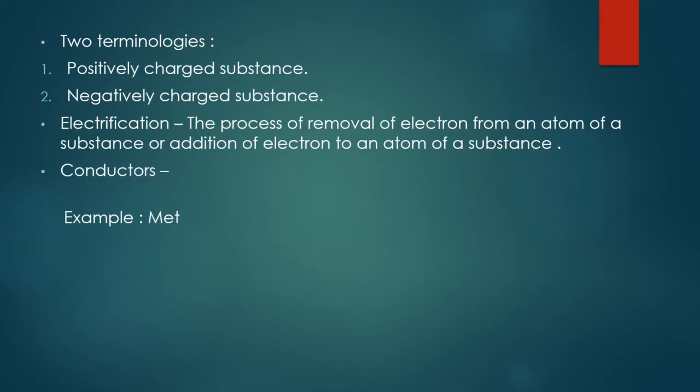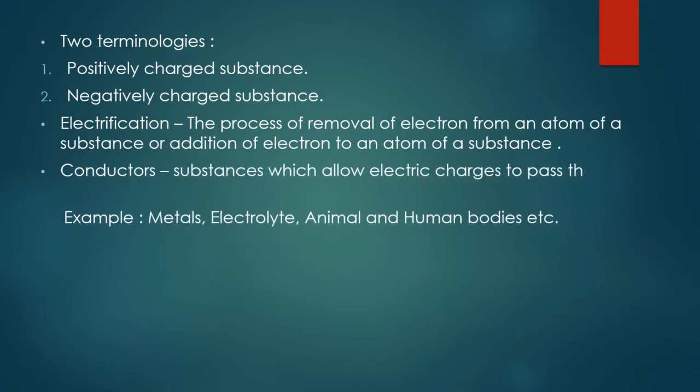Moving on, conductors. These are the substances which allow electric charges to pass through them easily. Charges can flow through them without any restriction. You need to know the examples. Please make a note of it. Metals, electrolytes, human bodies also. We are also conductors because we do have ions and atoms in ourselves.